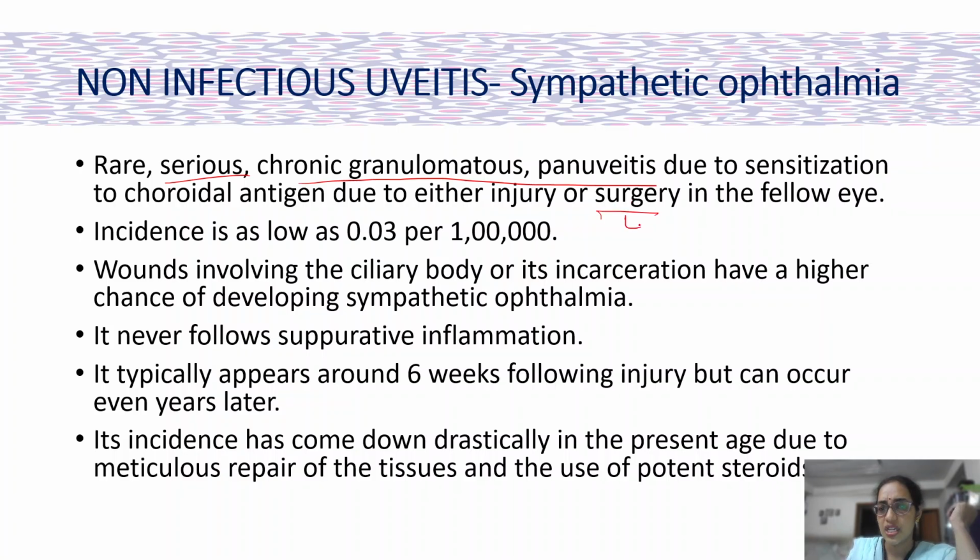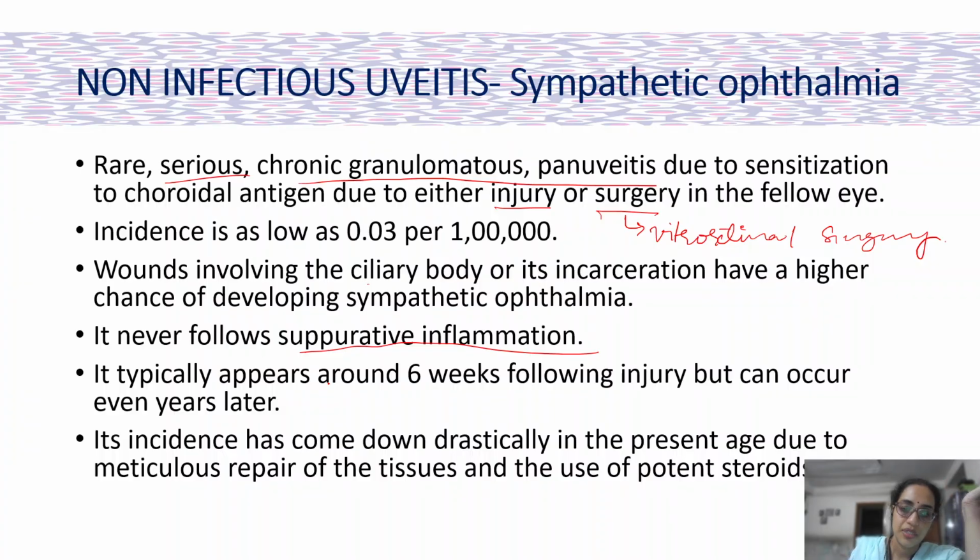So, which surgery? It's usually a vitreoretinal surgery because it happens in the ciliary zone. So, there is injury, again a penetrating trauma is important. So it happens in the normal eye, that is why it is a difficult situation, because one eye we have already lost to trauma. So wounds involving the ciliary body or its incarceration have a higher chance of developing sympathetic ophthalmia. It never follows suppurative inflammation, that is the pus that forms if a patient develops endophthalmitis or panophthalmitis. There is no chance that he'll develop sympathetic ophthalmia in the other eye.